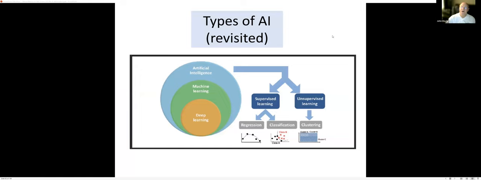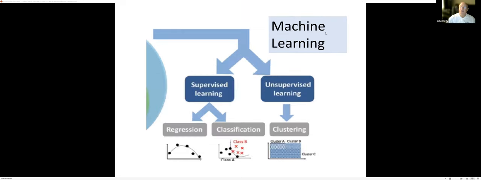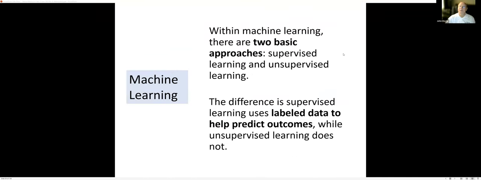So let's take a look at AI in more detail now. We've looked at rule-based AI and maps and flowcharts. Here's artificial intelligence again. And sometimes when we take a look at learning and deep learning, we talk about supervised versus unsupervised learning. Let's take a look at that in more detail. There's supervised learning and unsupervised learning, and I'd like to show you the difference between the two. So two basic approaches, supervised and unsupervised learning.